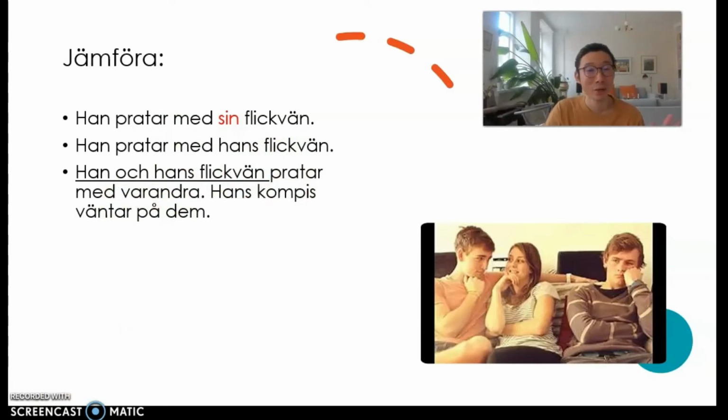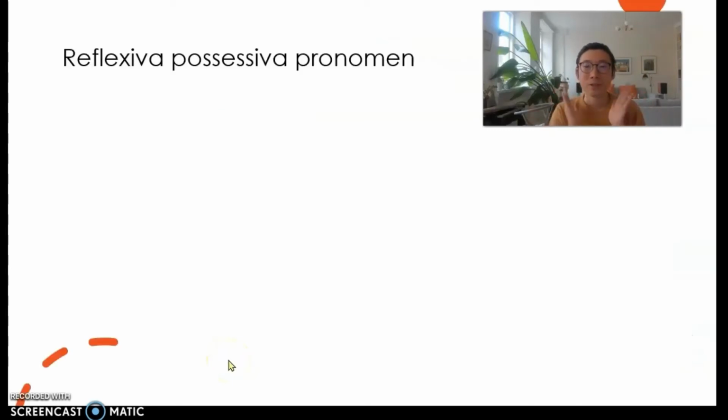Så, jag hoppas att du inte är så förvirrad just nu. I hope you are not so confused right now. We will need to do more exercise on it. Now let's repeat those explanations for reflexive possessive pronoun.